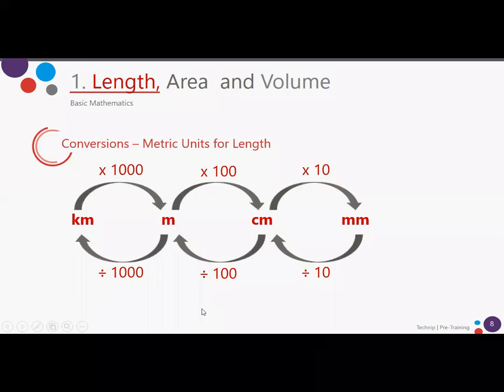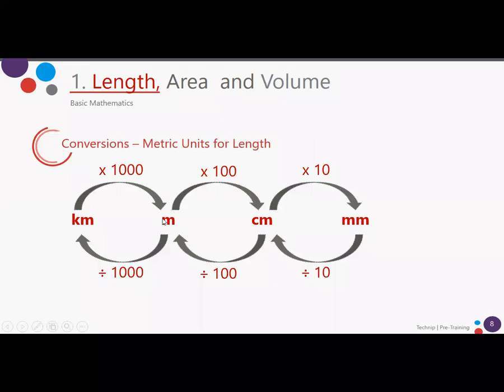Okay, now in this chapter, I would also like to introduce you to some metric units, and then on the next slides, we will see imperial units and how to convert between all of them. So the metric system is quite an easy one, and it's the one which is used in the majority of countries in the world. So you have 1 kilometer, and if you want to know how many meters, you multiply by 1,000. So 1 kilometer is 1,000 meters.